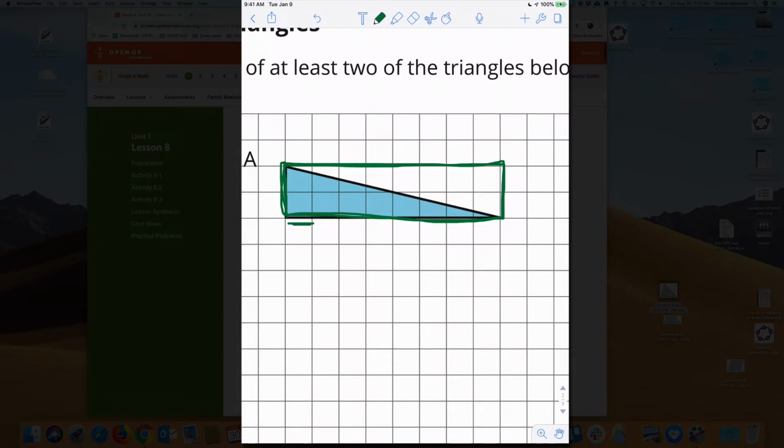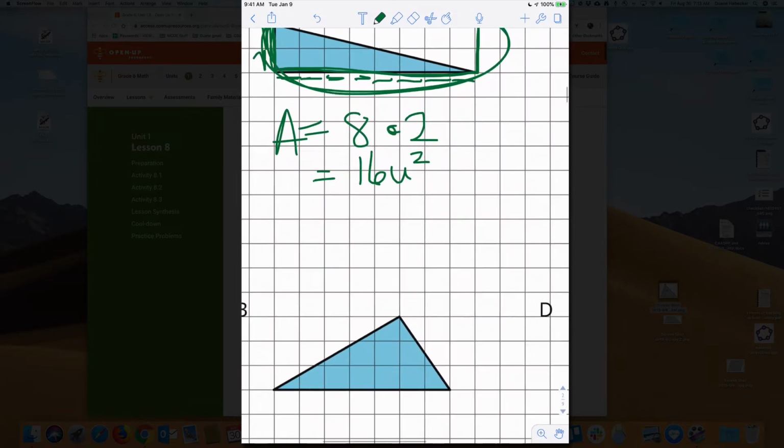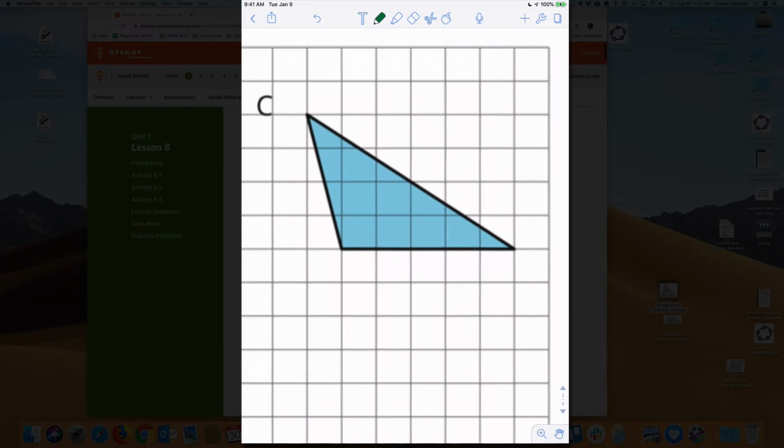So our base is 1, 2, 3, 4, 5, 6, 7, 8. Our area is 8 units by 2 units, which gives 16 units squared, but that's the entire parallelogram. So now we're going to divide by 2. The area of the triangle is going to be 16 divided by 2. I was going to write it as a fraction, then I changed my mind. And that gives us 8 square units. Super simple.